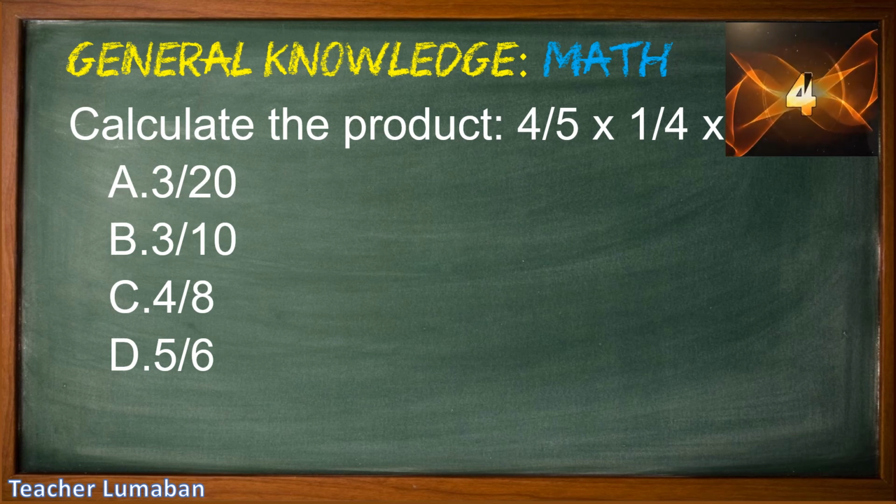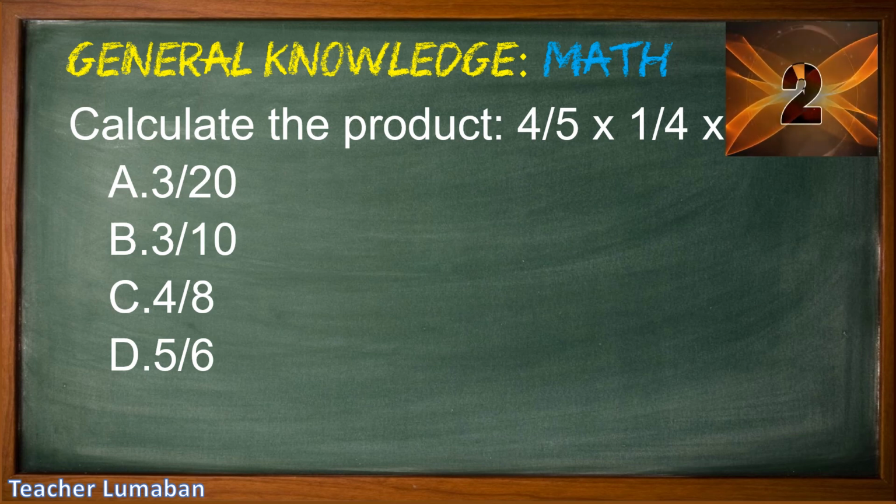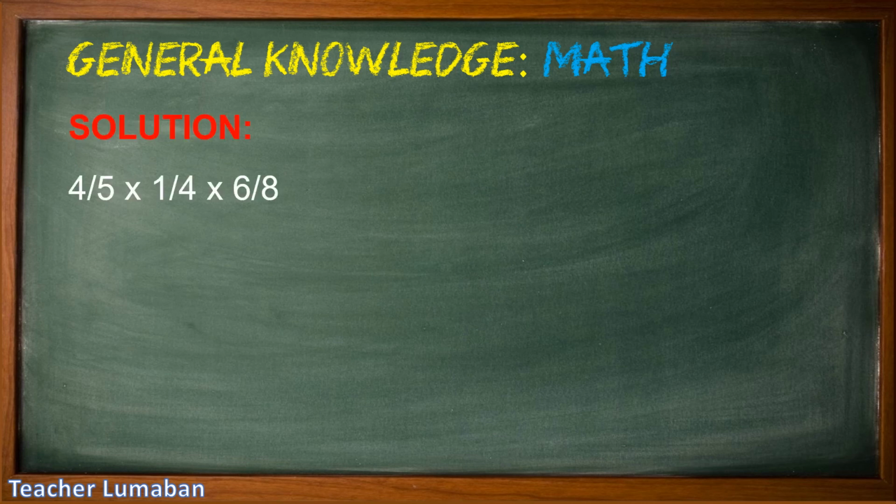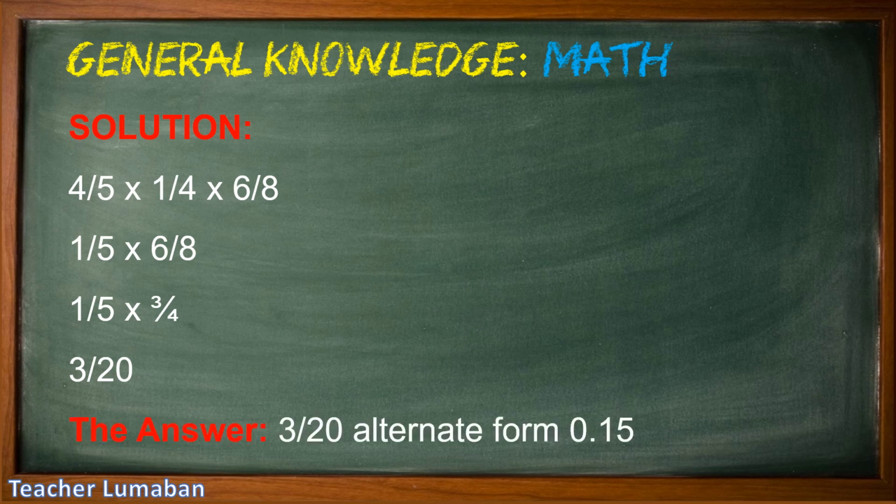5, 4, 3, 2, 1. The suitable answer is letter A, 3/20. Solution: 4/5 multiply by 1/4 multiply by 6/8. Reduce the numbers with the greatest common factor 4. 1/5 multiply by 6/8. Reduce the numbers with the greatest common factor 2. 1/5 multiply by 3/4. Multiply the fractions. 3/20. The answer, 3/20 alternate form 0.15.